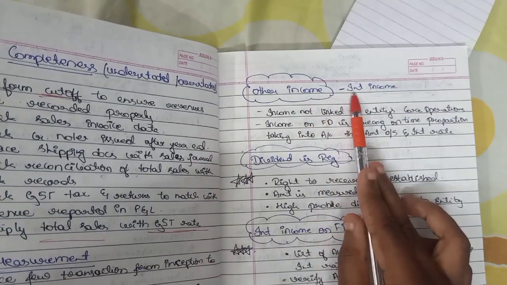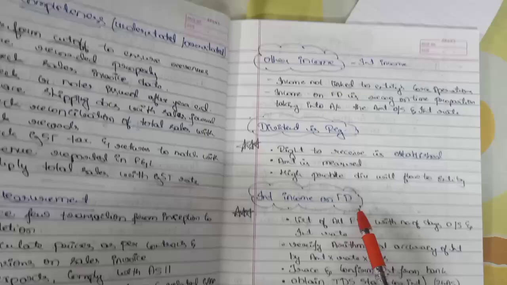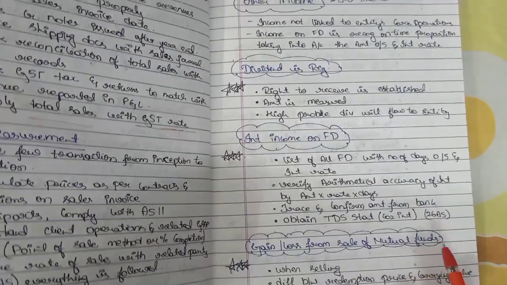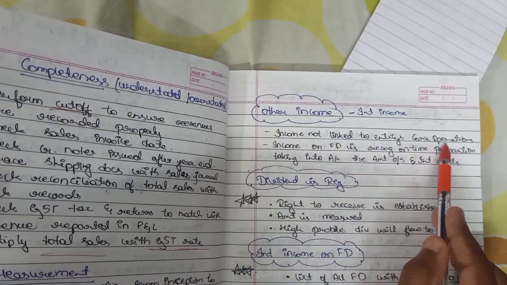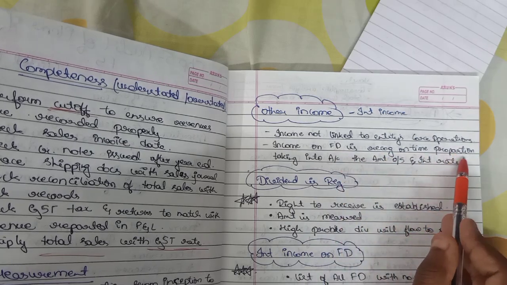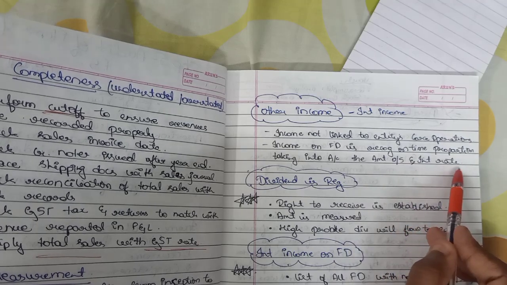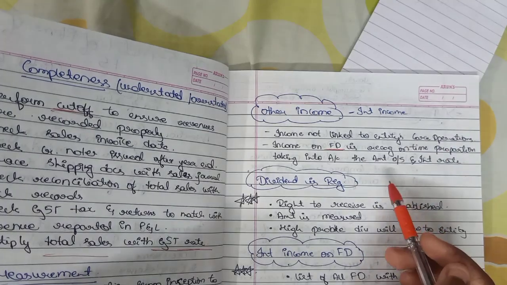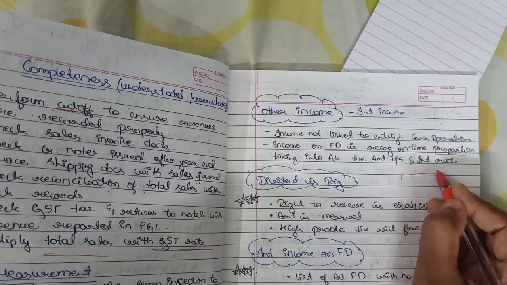Other incomes are like interest income, dividend income, interest on FD, gain or loss from sale of mutual funds. We'll be seeing that. Interest income not linked to the entity's core operations. Income on FD is recognized on a time proportion basis, taking into account the amount outstanding and the interest rate. That is cutoff. It is all about cutoff, that on a time proportion basis we will be dividing it. In this year, how much should be recorded?